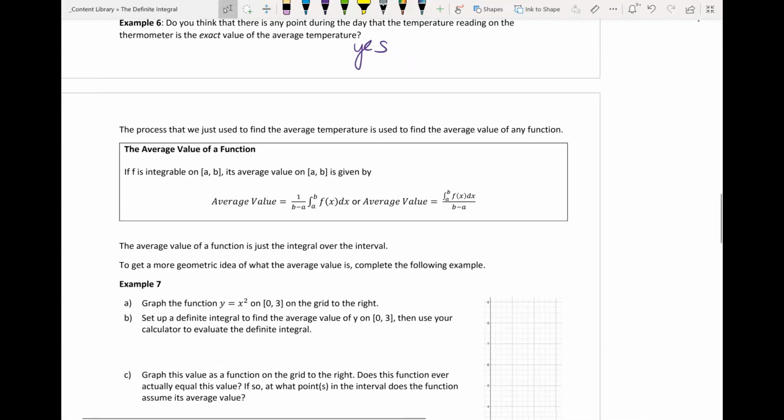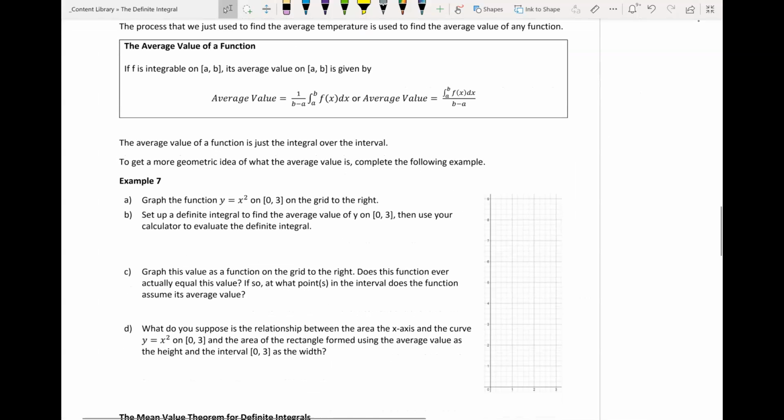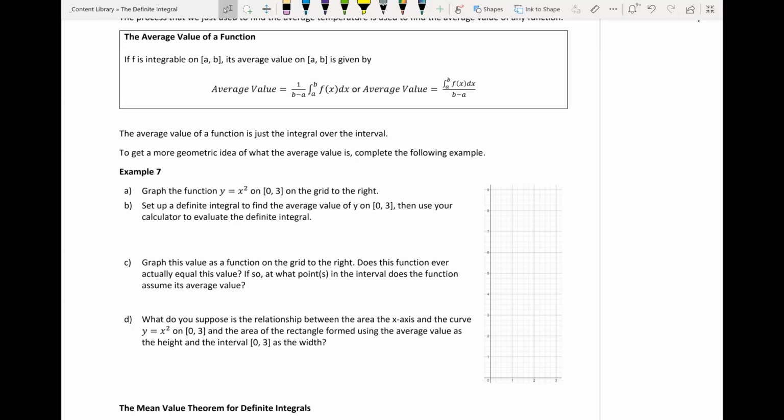So we're going to use this definition of the average value of the function on another example, a more geometric one. So we're going to graph x squared from 0 to 3 on the grid. So we'll plot the points 0, 0, 1, 1, 2, 4, and then 3, 9. Okay, our second step is to set up the definite integral to find the average value of y on 0 to 3.